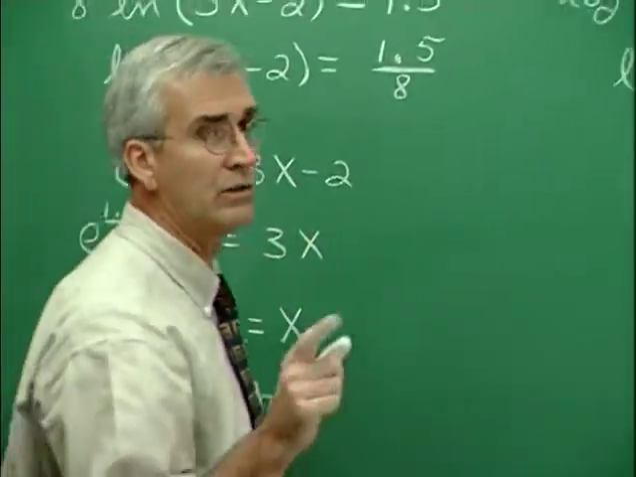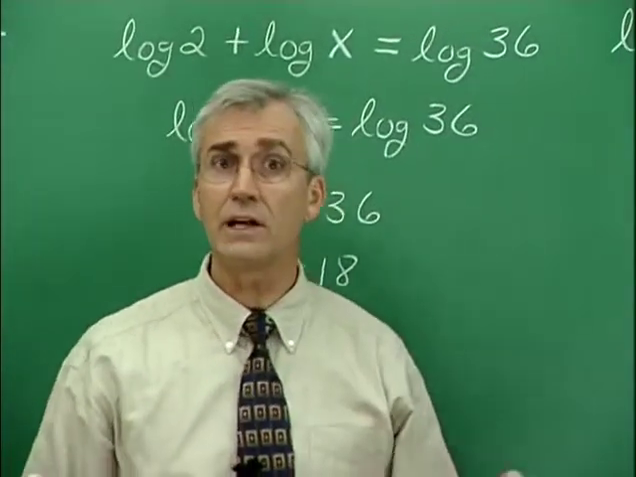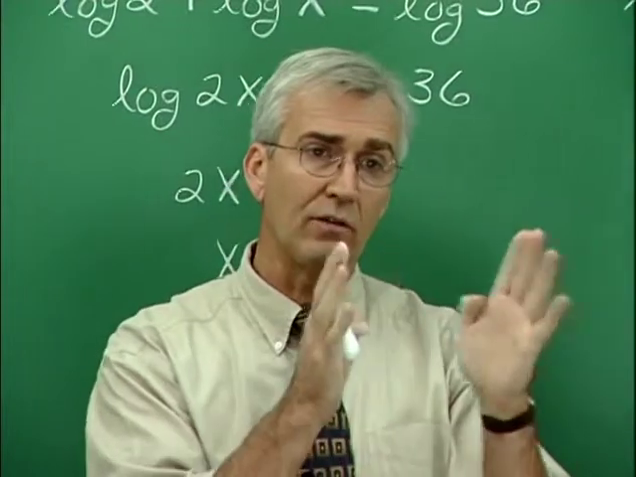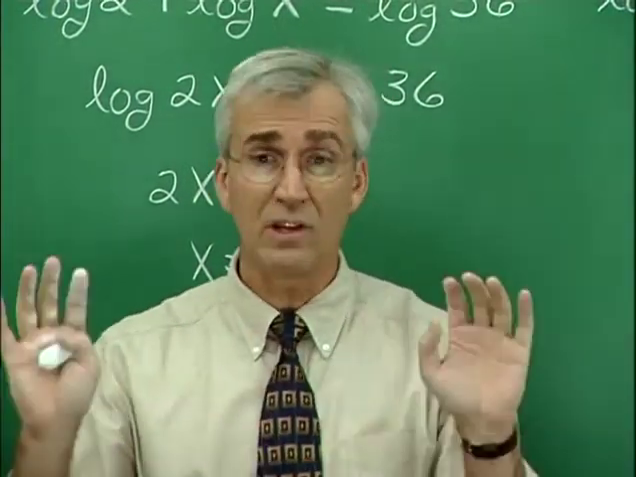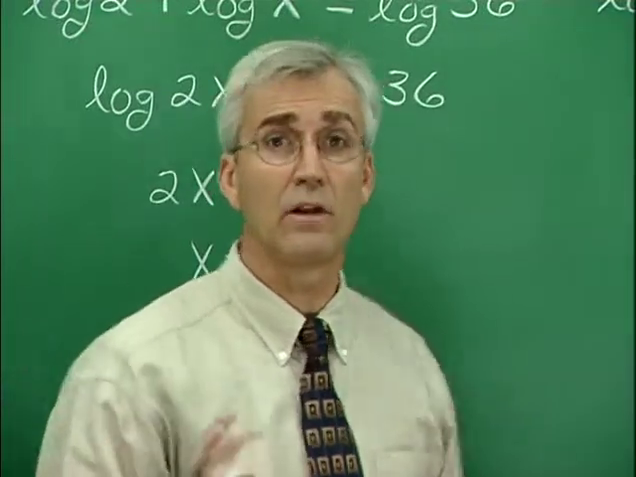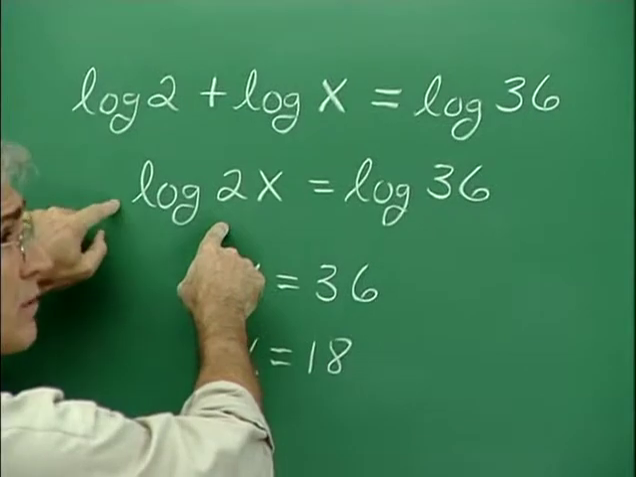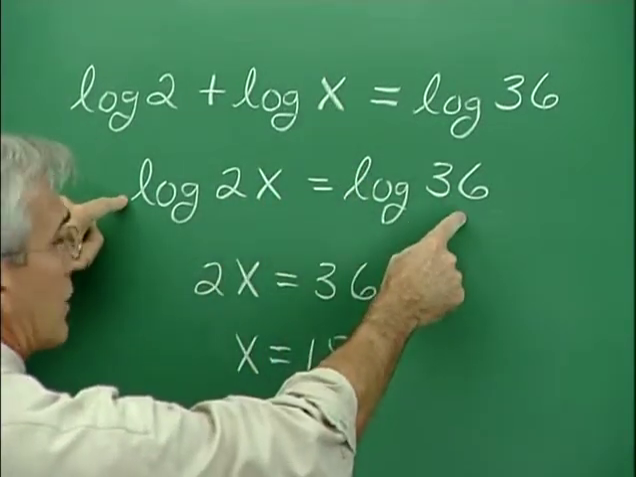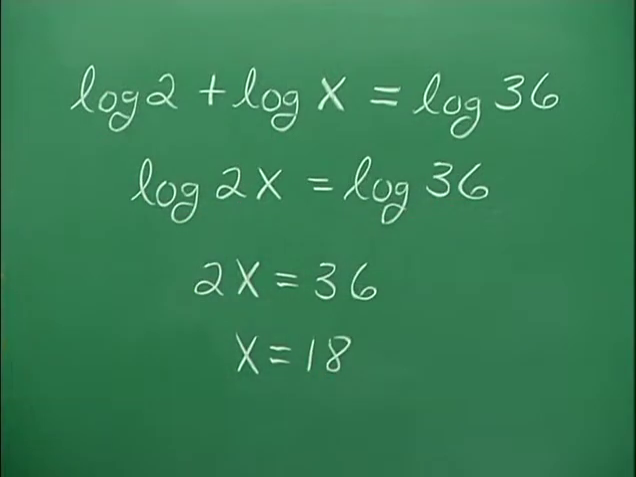Here's another one now. Notice that logarithms appear on both sides of this equation. The technique for solution is to create a situation where we have the log of a single entity on one side, the log of a single entity on the other side, and then we set those single entities equal to one another. So it works like this. We bring these two together using the product property again. This is the log of 2x is equal to the log of 36. And now we can set 2x equal to 36 and easily solve for x.